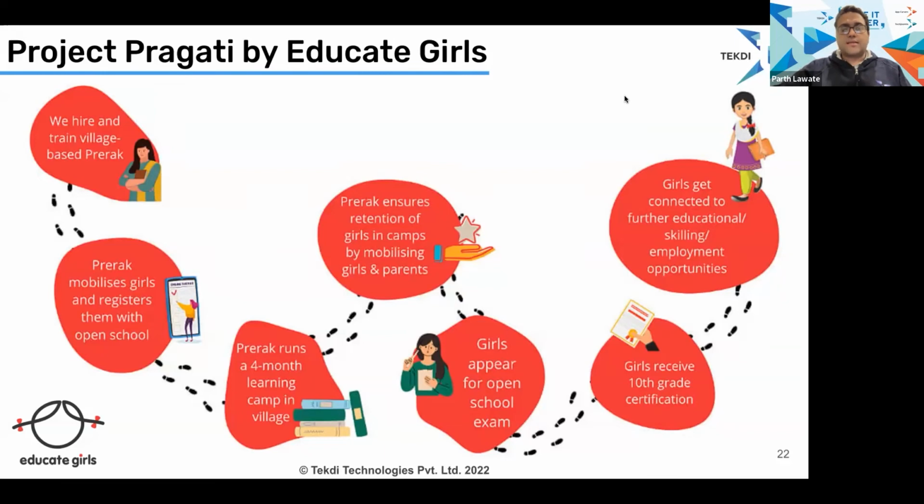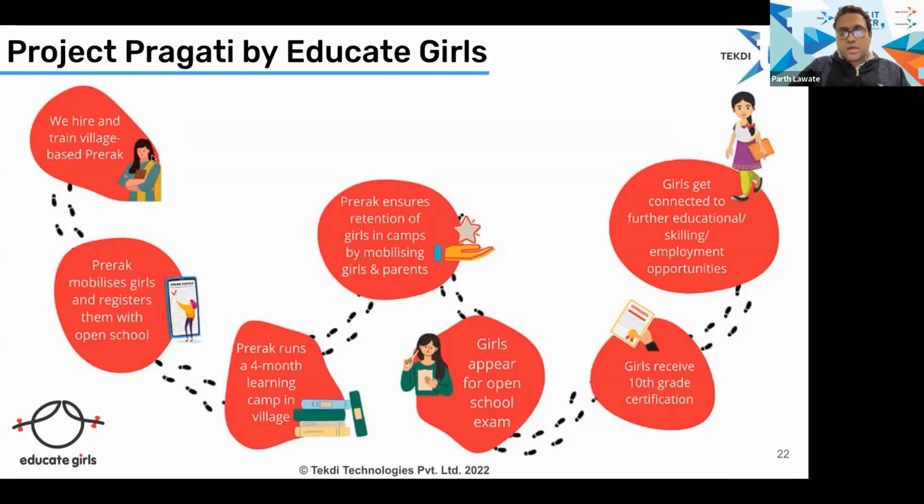What you see on the screen right now is how this works on the ground today, where Educate Girls hires village-based preraks. These are mentors who are responsible for working with the community and mobilizing the various pre-10th grade girls to get them registered in an open school. Post that, they are responsible for running 4-month-long learning camps in the villages, where they ensure that they are retaining the girls in the camps by mobilizing the community, the girls, and the parents.